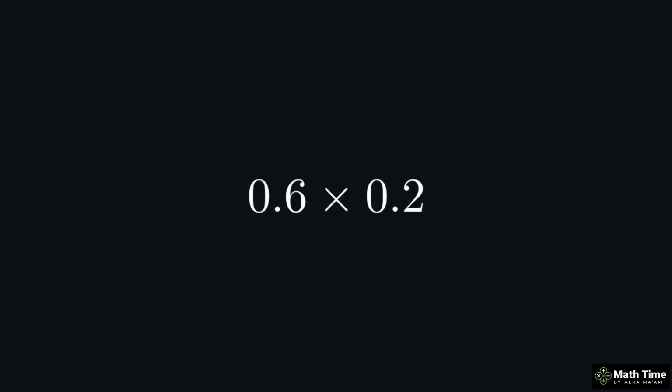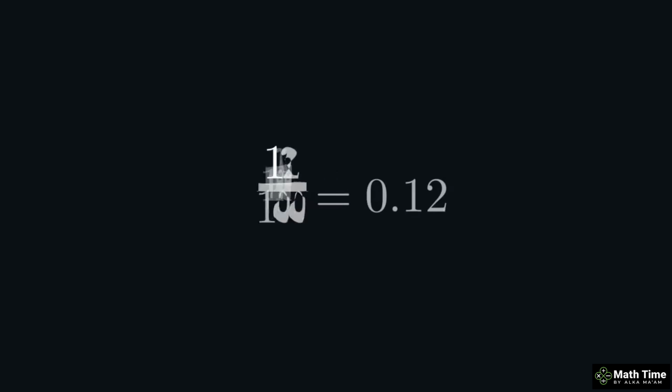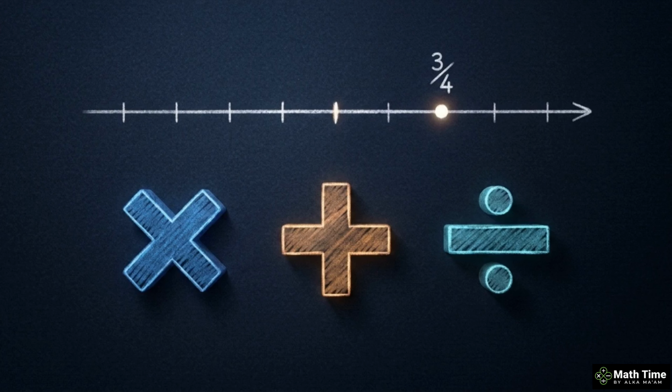This means decimal multiplication is just fraction multiplication in disguise. 6/10 times 2/10 equals 12/100. That is why we count decimal places. We are multiplying the denominators.